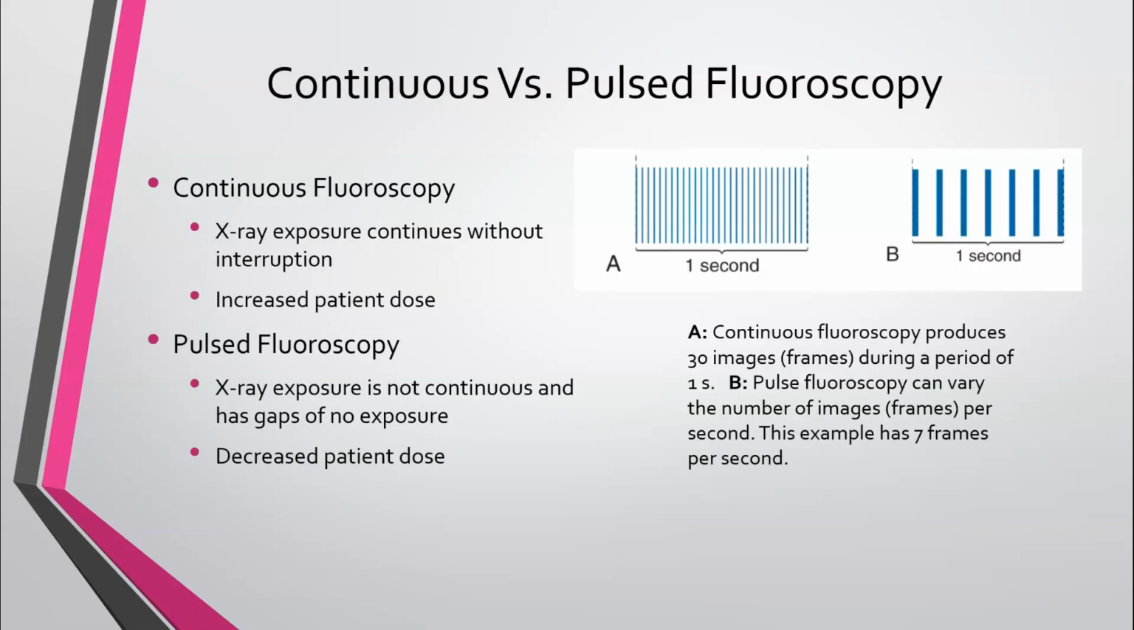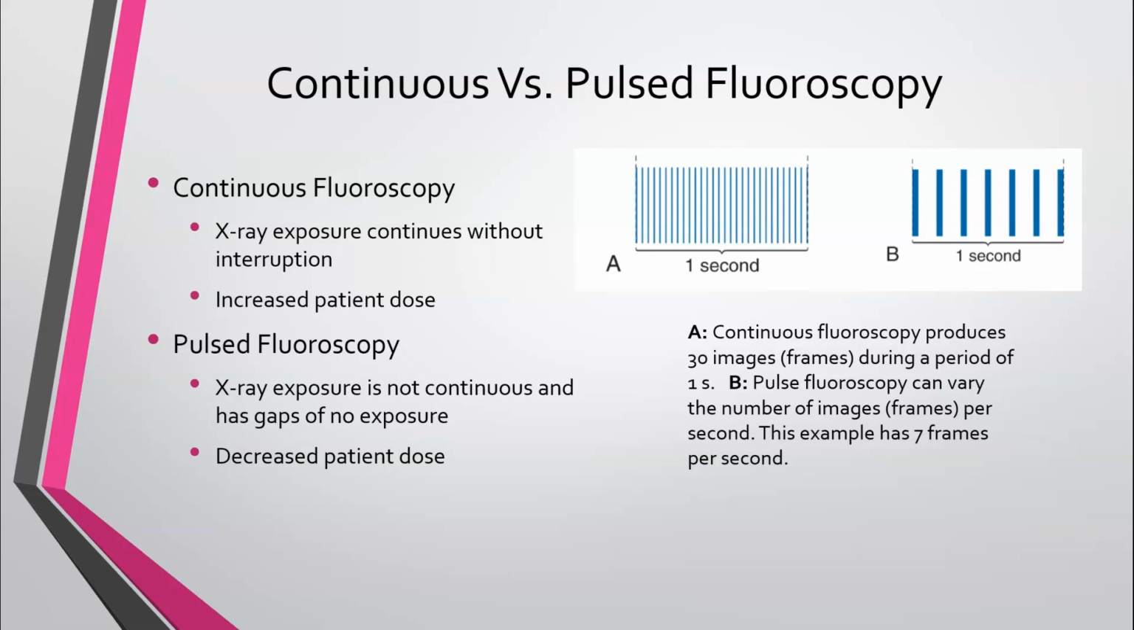So continuous fluoro, X-ray exposures are continuous without interruption. It increases patient dose. And then we have pulse fluoro, where an exposure is not continuous and has gaps between the exposures. When we do this, it decreases the dose. So A is continuous fluoro, which produces 30 frames per second during a period of 1 second, where before, when we were dealing with IIs, it was just on all the time. It didn't have this pulse feature.